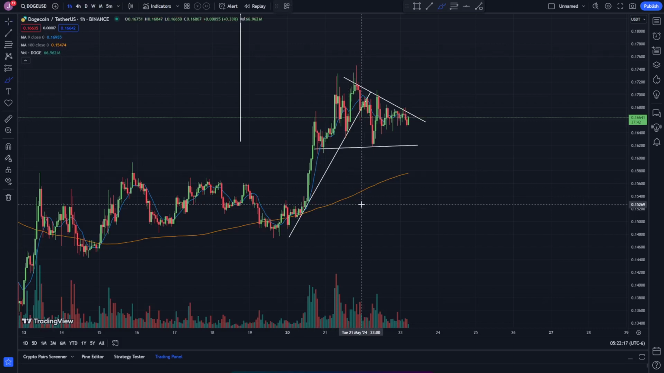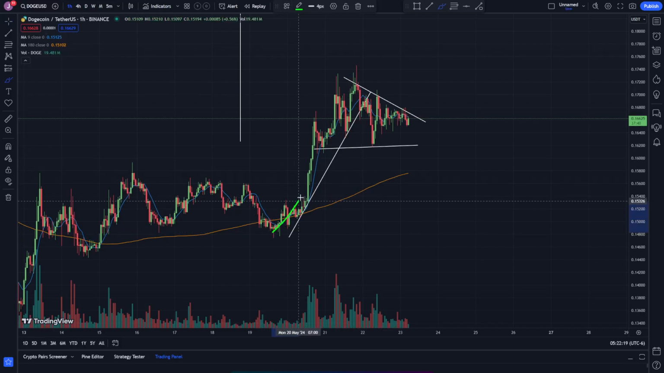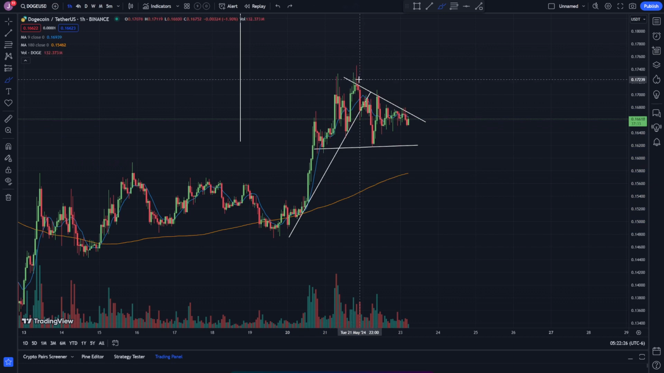Dogecoin looks like it might have formed a bull flag pattern. We had a nice little run up. It looks like we got some resistance right here and we came down. It looks like we're getting some consolidation. I am looking at resistance, resistance, resistance.